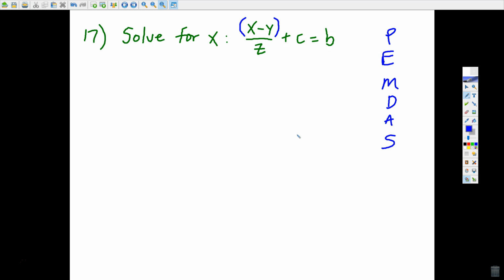Anytime I've got a fraction and I've got adding or subtracting in the numerator of that fraction, I'm going to surround that numerator with parentheses. And so now when I check off the parts of PEMDAS, I'm going to undo addition, I'm going to undo division, and then I'm going to take care of the parentheses last. So we're going to go in reverse order. Okay, so addition is the first thing to undo. I'm adding C. How do I undo adding C? I subtract C. So after subtracting C, I'm left with this.